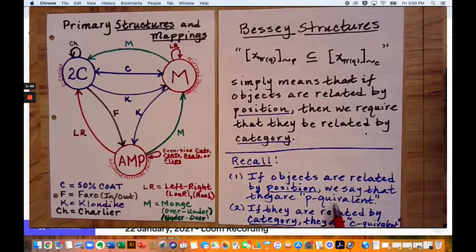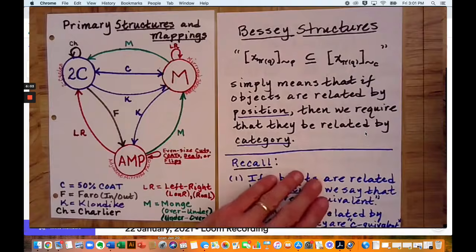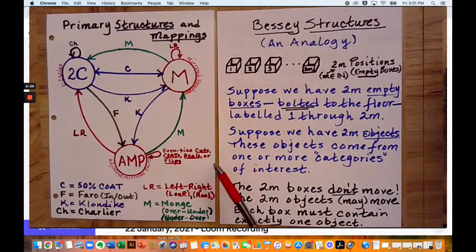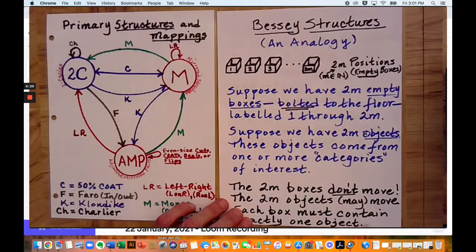So also recall from the reading, if objects are related by position, we say that they are P equivalent. That is short for position equivalent. And I made up that word, so you won't find that anywhere, I don't believe, especially not in this context. If the objects are related by category, they are called C equivalent or category equivalent. Okay, let's get to an analogy here. Okay, suppose we have an even number of empty boxes with the numbers 1, 2, 3, up to 2m clearly labeled on the boxes.